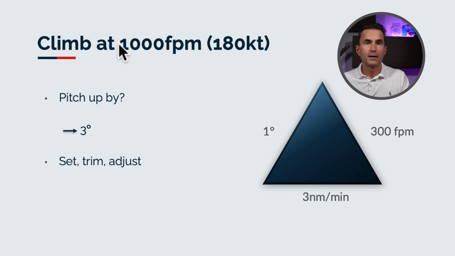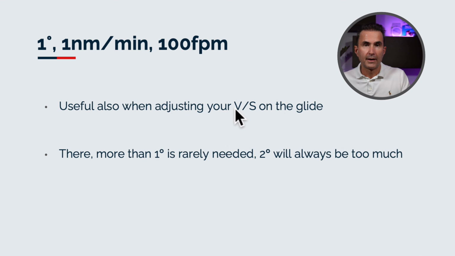So let's do this one. If you were asked to climb at 1,000 feet per minute at 180 knots, then you would pitch up by roughly 3 degrees. Okay, and that would work. And by the way, when you're on the approach at 140 knots, on the glide, you're going at 2.5 miles per minute. So it's useful when adjusting your VS on the glide as well. So on the glide, you go at 700 feet per minute average if you're at 140 knots. This is where people get it wrong as well. When they're on the glide, they overcorrect.